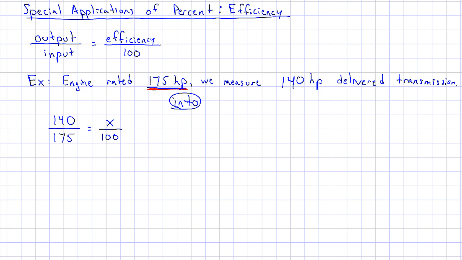So then we go ahead and do this. I will do my cross multiply. So I'll have 140 times 100, which will be 14,000, equals 175 times X. Again, when we solve percent problems, we're essentially solving proportion problems, so we cross multiply. And then I will divide both sides by 175, and I end up with 80% equals X. So your final answer will be a percent, and it will be the result of this cross multiplication.